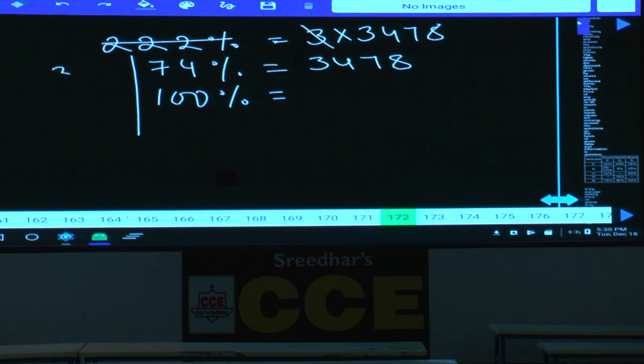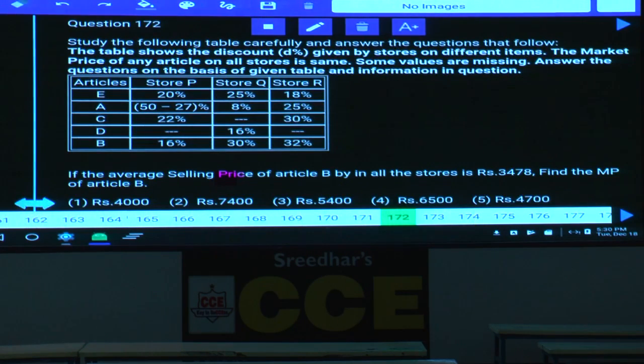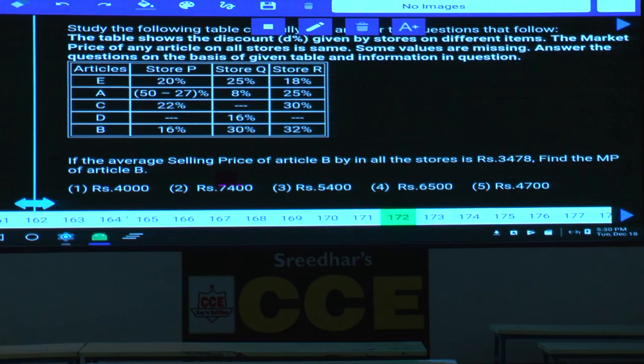Approximately you can take this number as 3 parts and this as 4 parts. Or you can verify the last digit also. As you have 2 zeros, you will get 2 zeros. How many options are ending with 2 zeros?